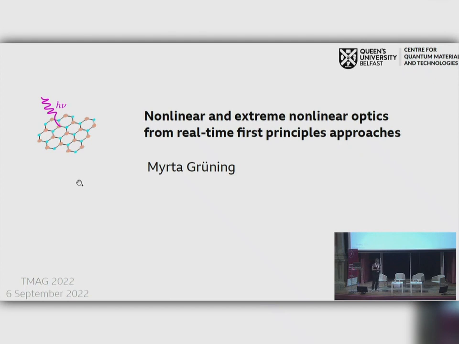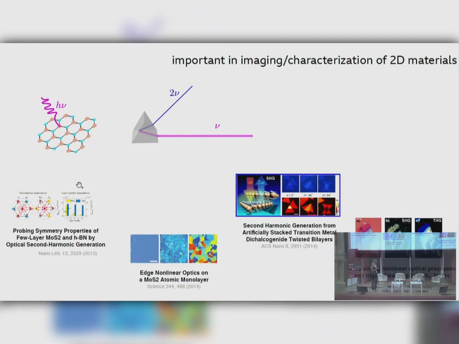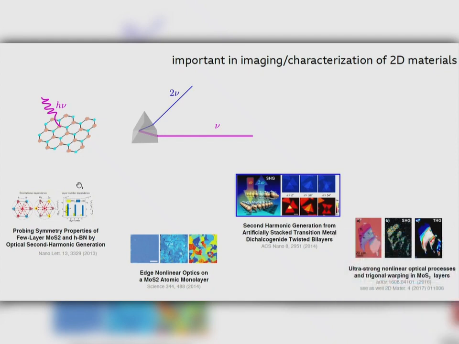We calculate nonlinear optical properties from first principles. So I will just give a bit of motivation behind, then show how we approach this, and then showcase a few of the results that we got in the last years. So first of all, why should we be interested in nonlinear optics? And this is just a selection, very probably personal.